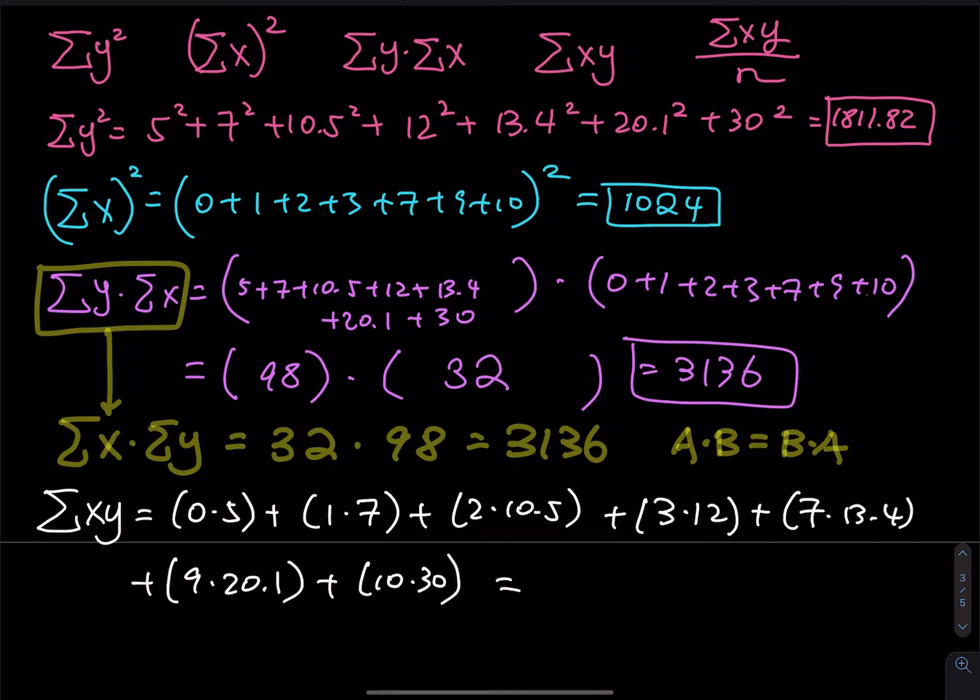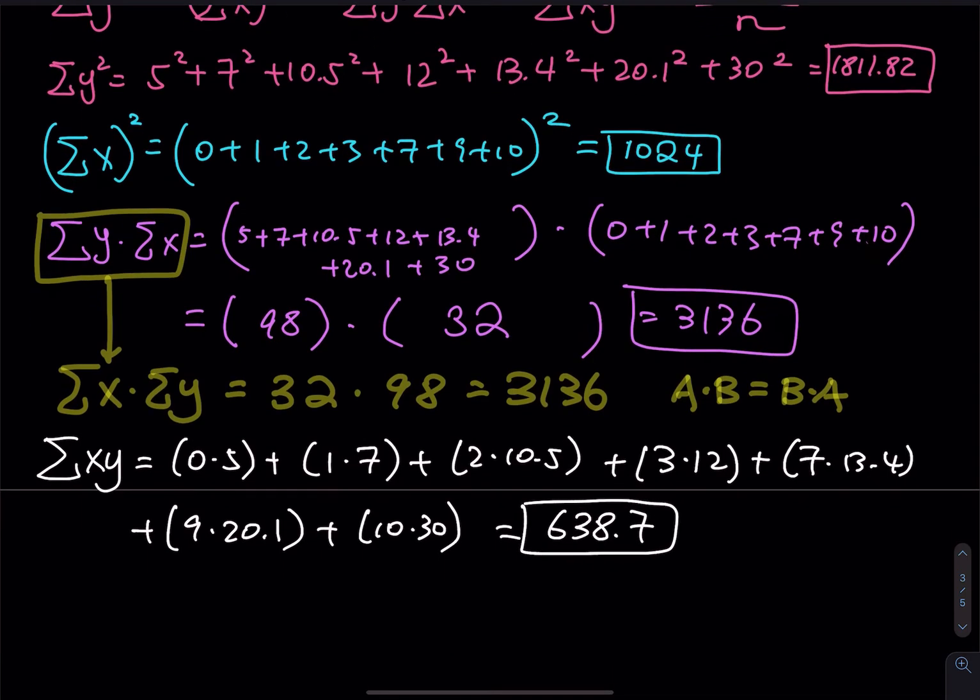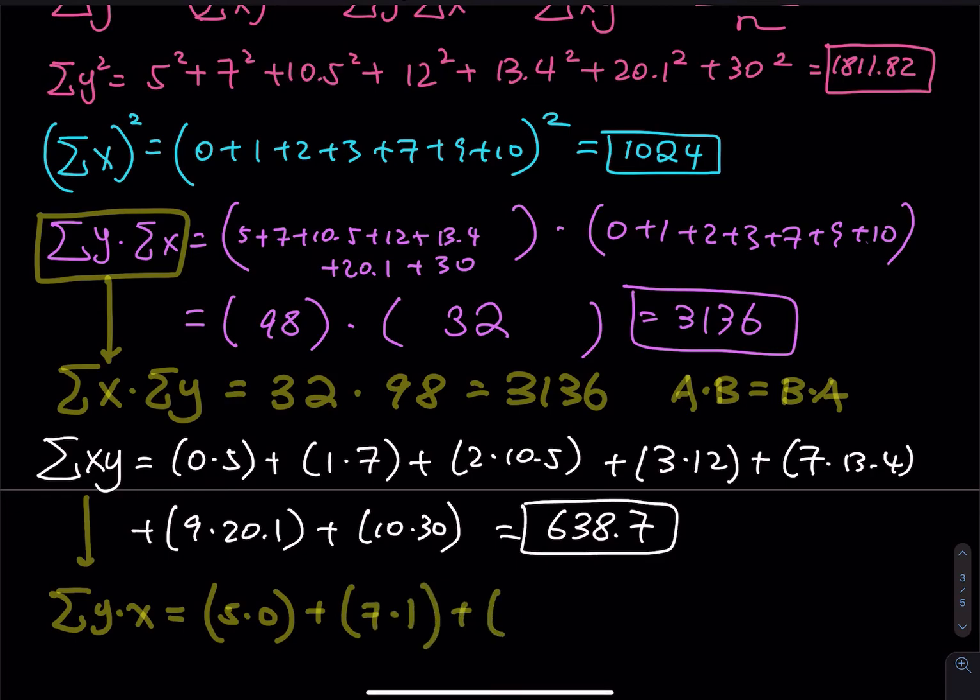So this one I got 638.7. And then this one is the same thing as the sum of y times x, because if you do the sum of y times x, the first one will be 5 times 0, and then the second one is 7 times 1, and then the third one is 10.5 times 2, and then so on and so forth. Do we agree that 5 times 0 is the same thing as 0 times 5? 1 times 7 is the same thing as 7 times 1. So this one, you will get the same sum, 638.7.